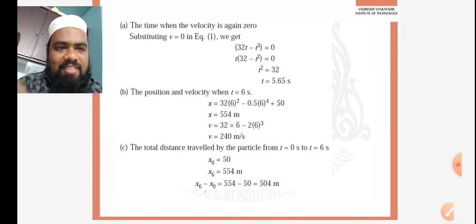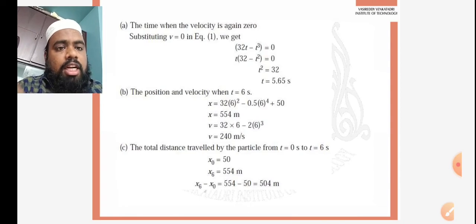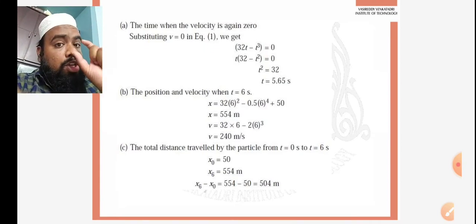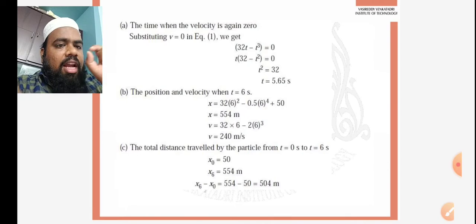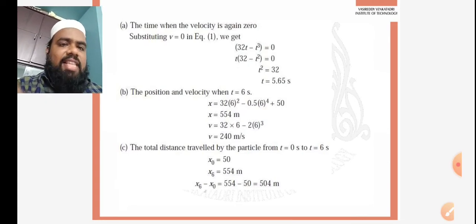Now the total distance travelled is 504 meters, because when t is equal to 0, the distance is 50 meters. At t is equal to 6, the distance is 554. Now we are concluding the point. We want the distance from 0 to 6, that is 50 to 554. How much distance? Subtract 554 minus 50, which is 504 meters. That is the final distance covered by the body from 0 seconds to 6 seconds.